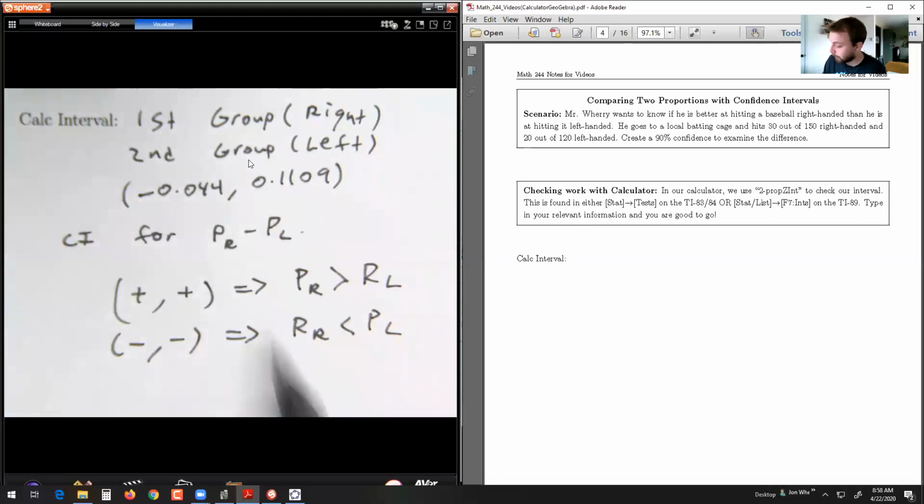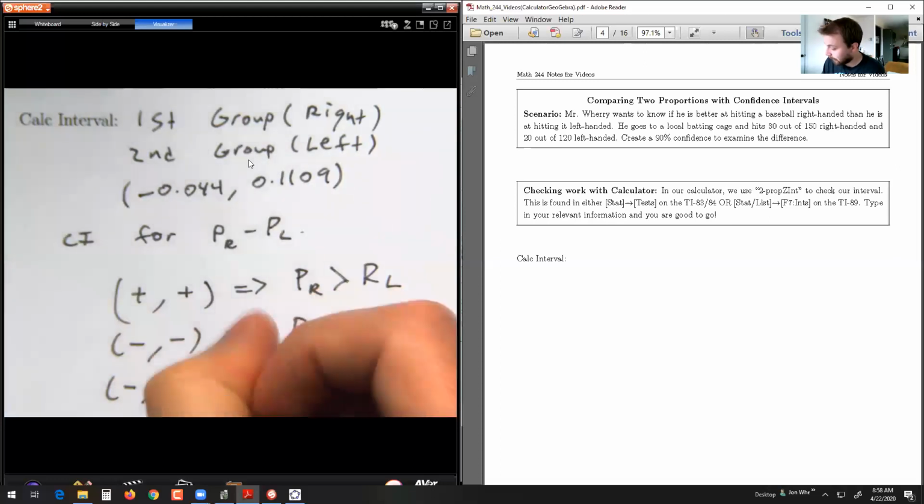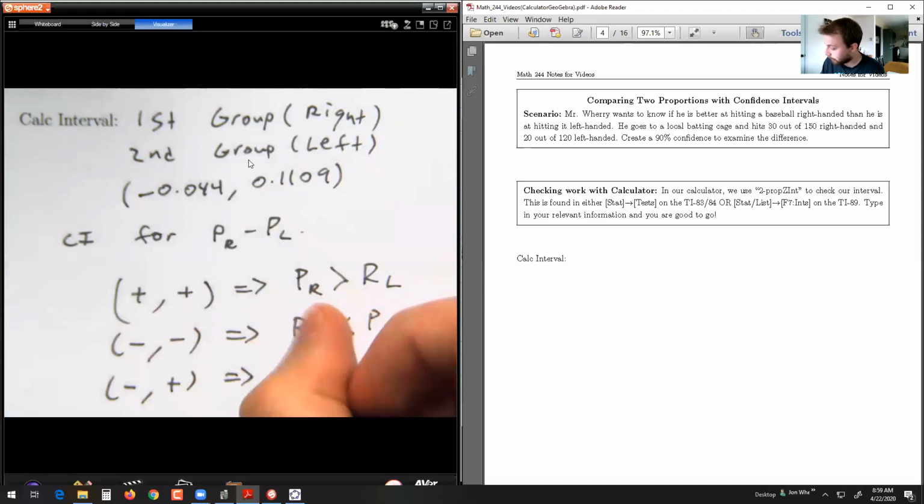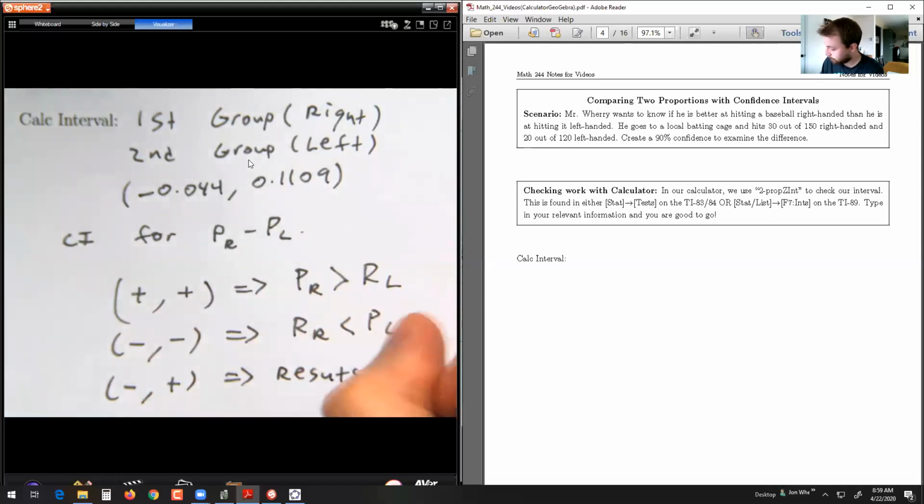If you're in a situation like we are, where you have both negative numbers and positive, this tells you the results are inconclusive. The reason for this is 0 is inside of that confidence interval, so I don't know if the first group or the second group is better. So the reason why I was like, you have to make sure you're labeling what your first group and second group is, is because if I just ended up with negative, negative, and I didn't know which group was which, I wouldn't actually know which group was larger there. That's the whole point of doing the confidence interval in the first place. So TI-89, I ended up with a negative to a positive. This meant my results were inconclusive.